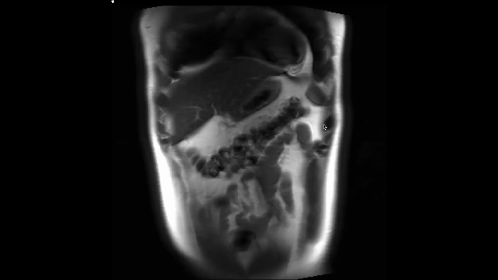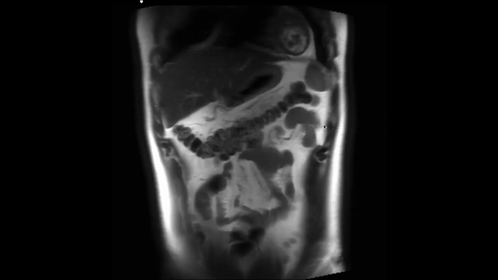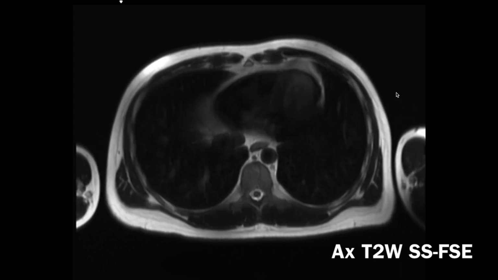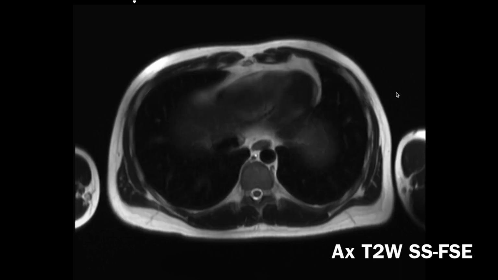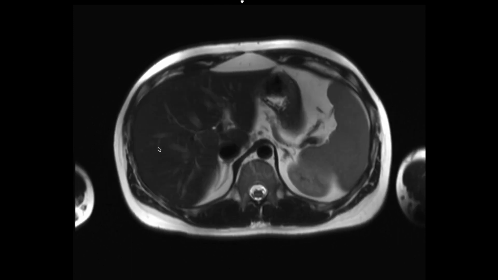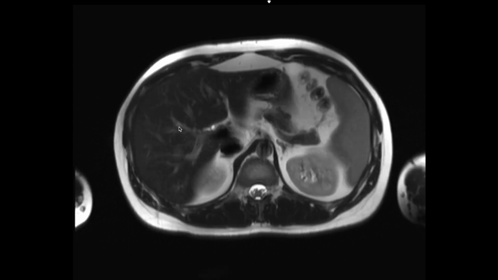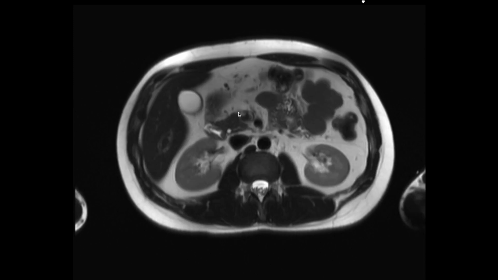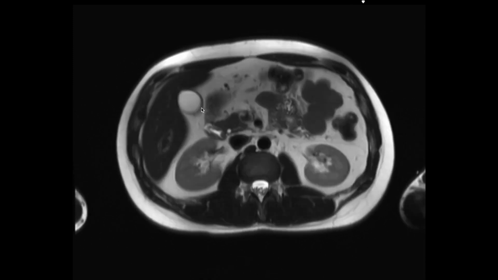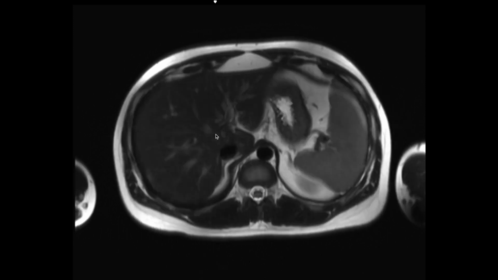There's some irregular jumps, for example. This here is the axial single shot fast spin echo, SSFSE or HASTE. So again, not fat saturated here. Large tissues like the liver, spleen. Liver is darker. Pancreas is relatively dark. Fluid signal is going to be relatively bright, so things like the gallbladder, the bile ducts stand out very well.